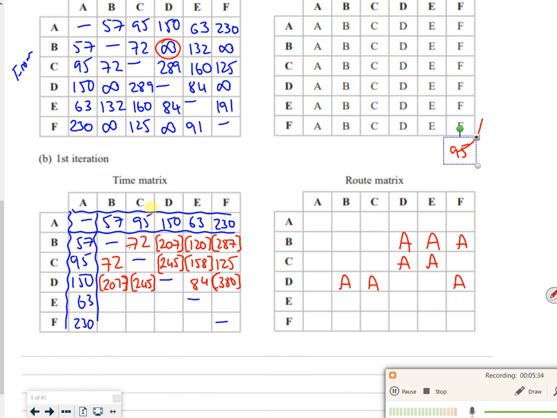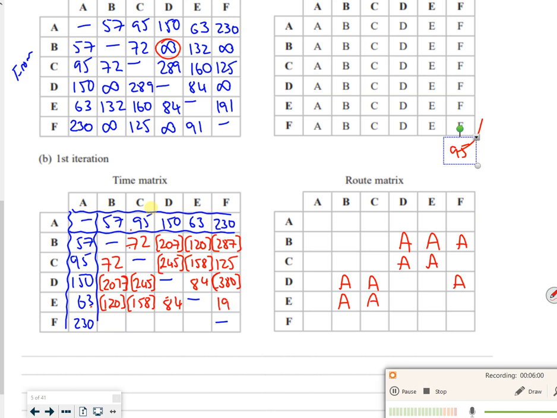On the E, so the 120, that's changed. So that's going to be an A, because that's smaller than 132. And then I've got a 158, that's smaller. So the 63 plus 95 is 158. That's smaller than 160, so that gets an A. 84 is smaller than 135 them together.